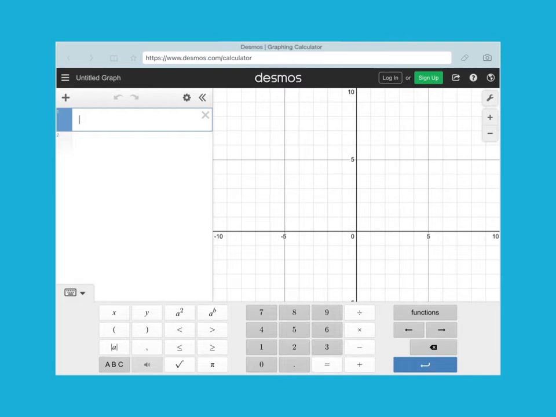That parent graph, for instance, is just the absolute value of x. So I'm going to go down and hit this little absolute value button. It's right here in the bottom left corner above ABC. It says absolute value of A. That's going to bring up these two bars. And now I'm just going to plug in x. And there it is. Screenshot it. Put that little image into the numbers doc. And then just answer the questions.